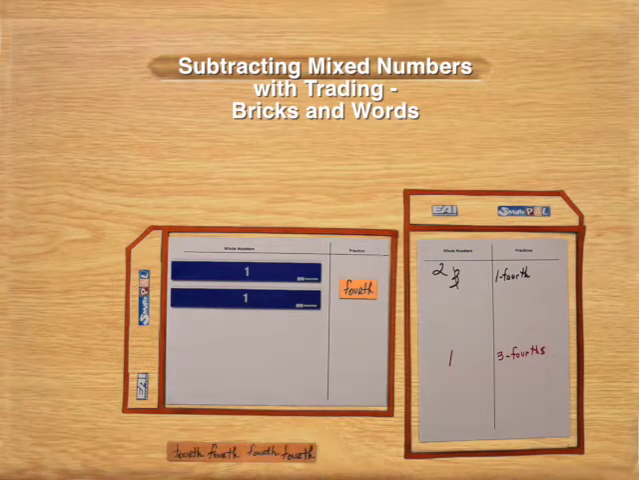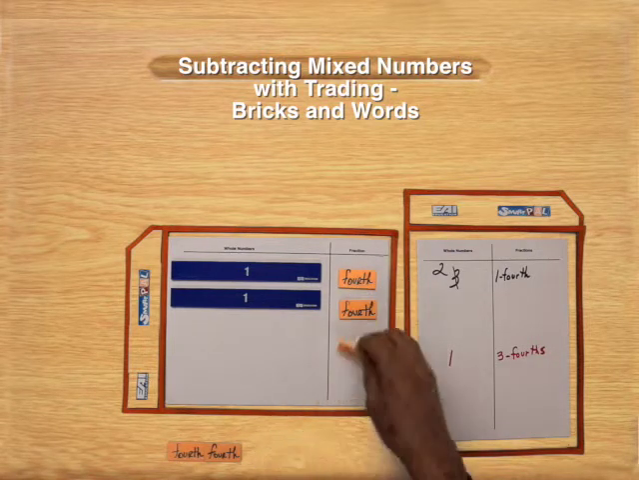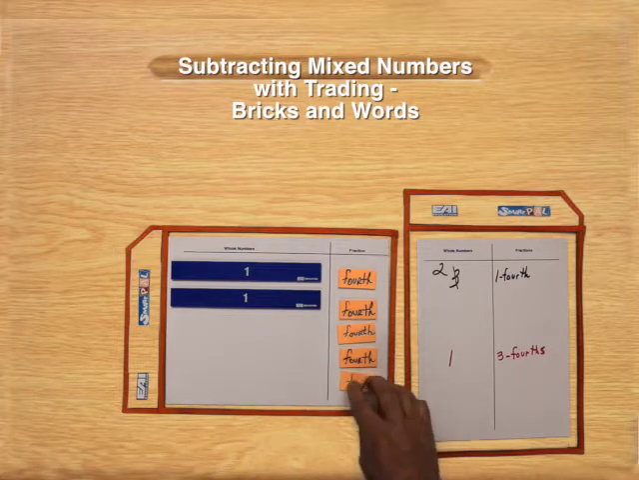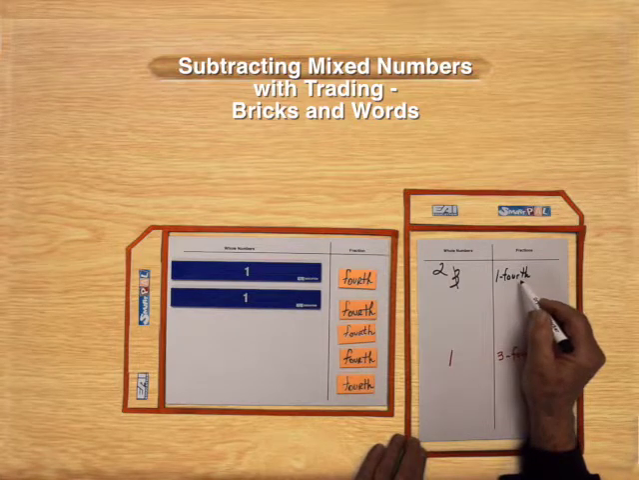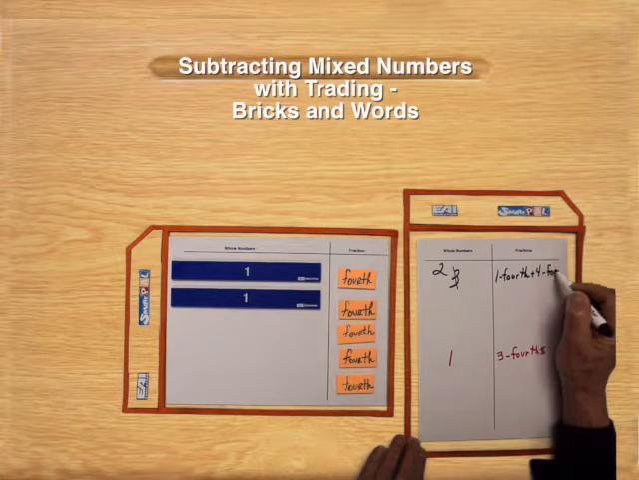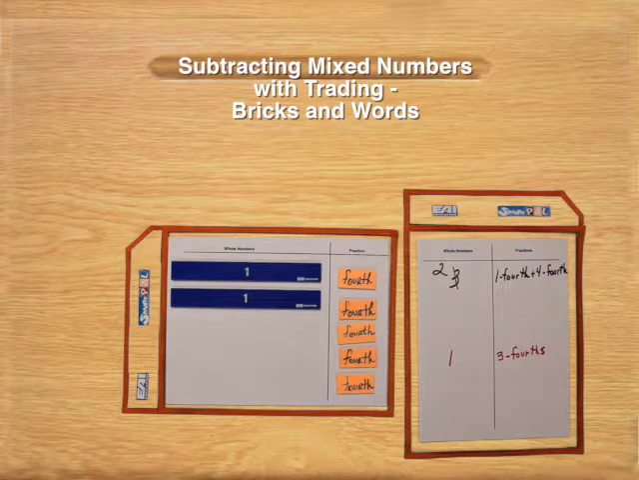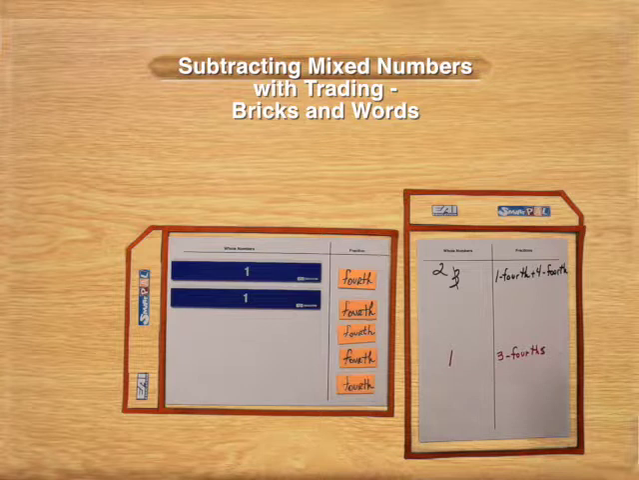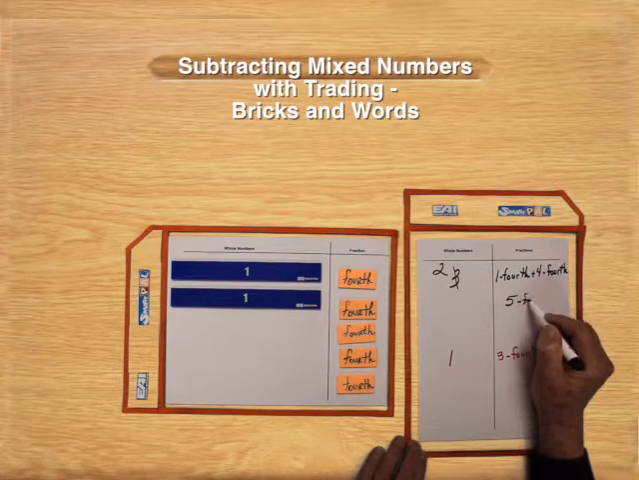So we trade our 1, and that gives us an additional 4/4, and we put those with the 4th from the problem. So let's record that. So we put the 1/4, we have the 1/4, and we're going to put the 4/4 with that 4th. That gives us a total of 1, 2, 3, 4, 5/4. And let's record the total. We record the total as 5/4.